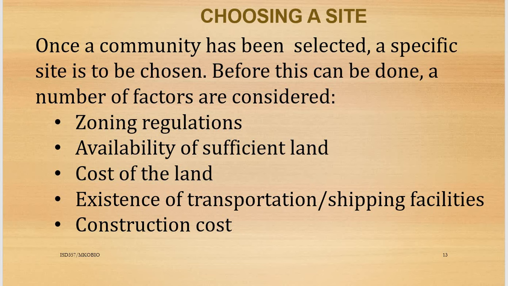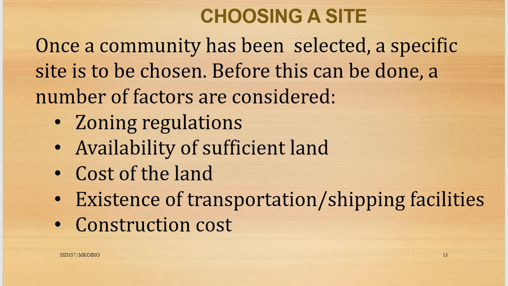The existence of transportation and shipping facilities. Are we going to get transportation systems over there which are going to help us to transport and take in our raw materials, our supplies, our finished products, and whatever else? Are we going to get it there? Yes or no? And the last one is construction cost. So considering all these will help you to choose a site. These are the factors that you should take into account when choosing a site.